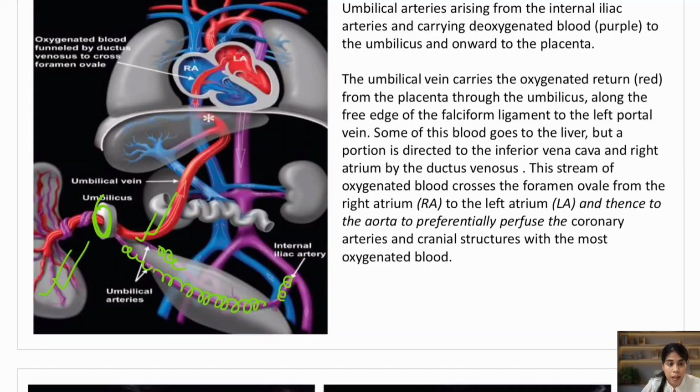Now the oxygenated blood through this umbilical vein reaches the fetal liver. Within the fetal liver there is this ductus venosus. What does this ductus venosus do? So the ductus venosus connects the umbilical vein directly to the IVC.